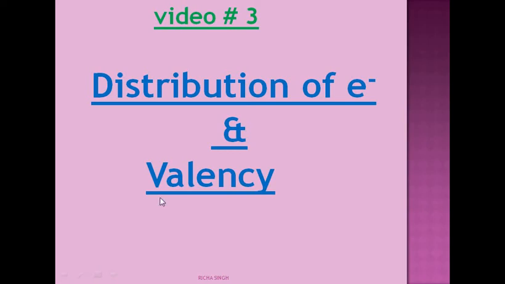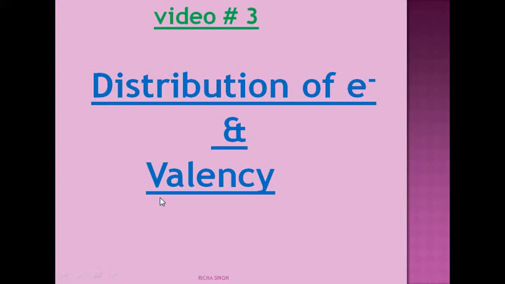Today I'm here with video number 3 for lesson number 4, structure of atom. In our previous video we studied different models of atom, and we also studied how Bohr's atomic model was finally considered as a standard. Now today we will continue the next part of the chapter, that is distribution of electrons and what is valency.